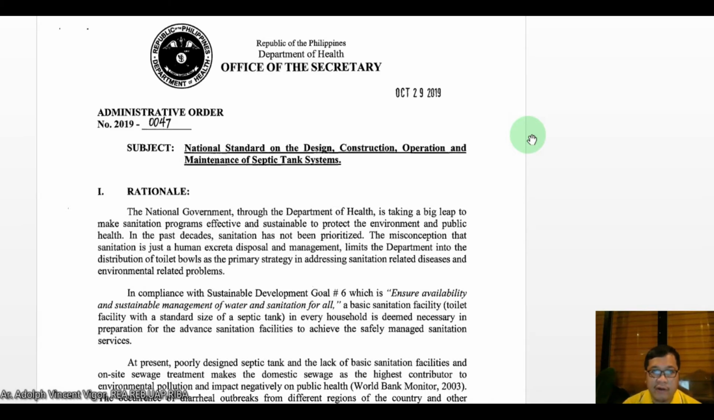So today we're going to have a brief lecture on a certain administrative order from the Department of Health regarding the national standard on the design, construction, operation, and maintenance of septic tank systems. Because I think that even though they already have a national plumbing code, there are still a lot of things to improve when it comes to sanitation.